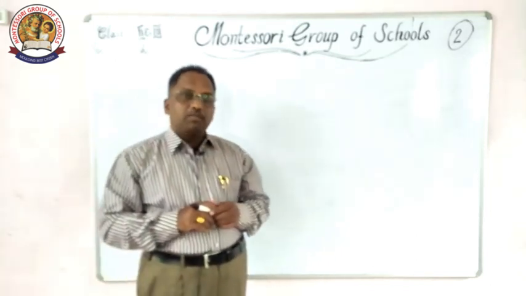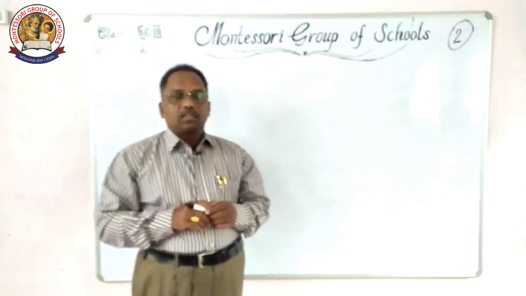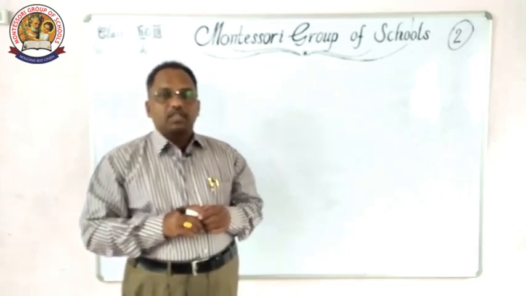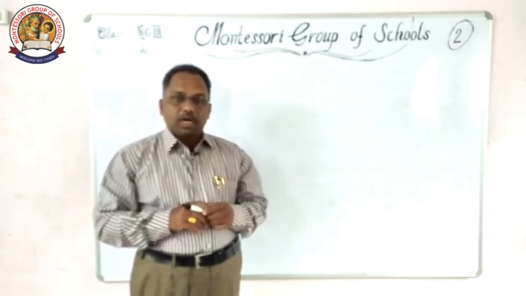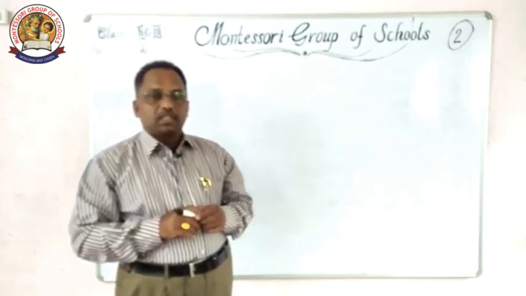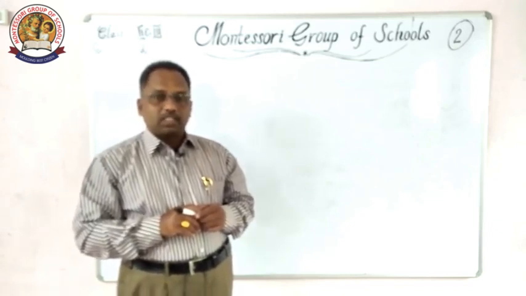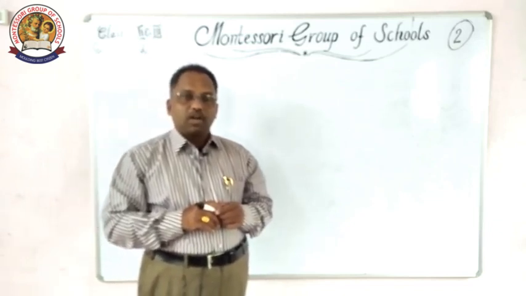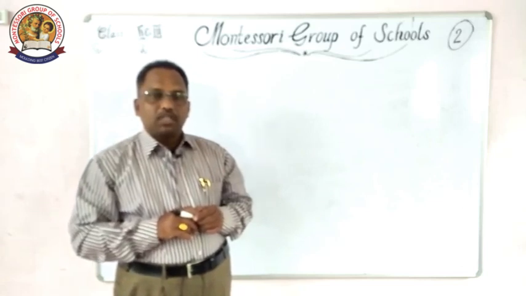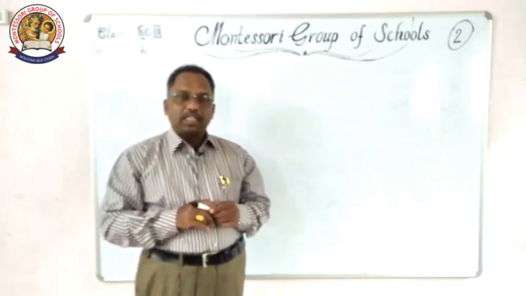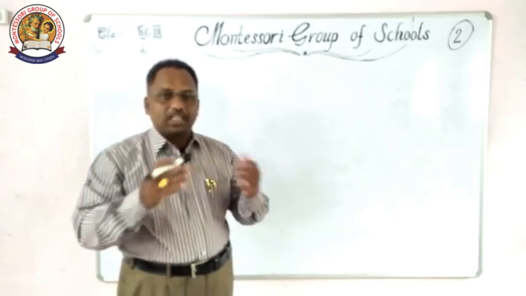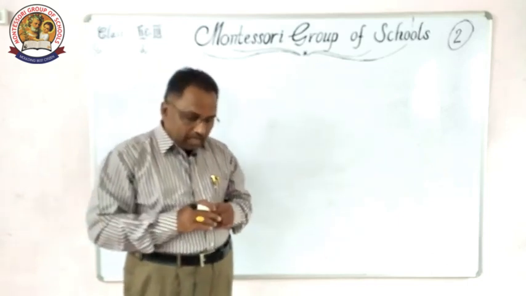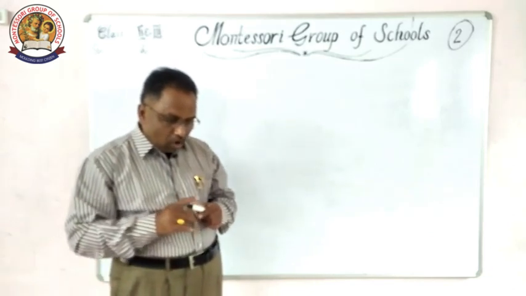So as you know, children, parts of speech are classified into 8 parts: noun, pronoun, verb, adverb, adjective, preposition, conjunction and interjection. Okay. Now today we are going to learn a topic.